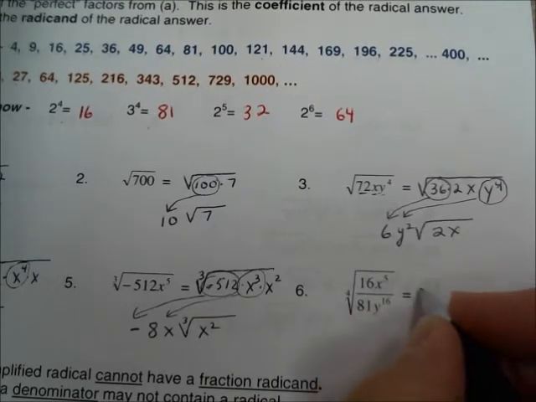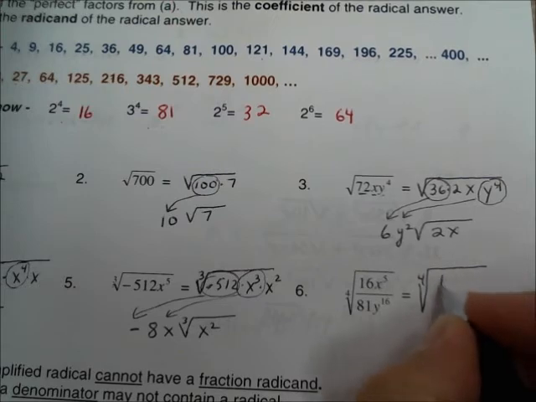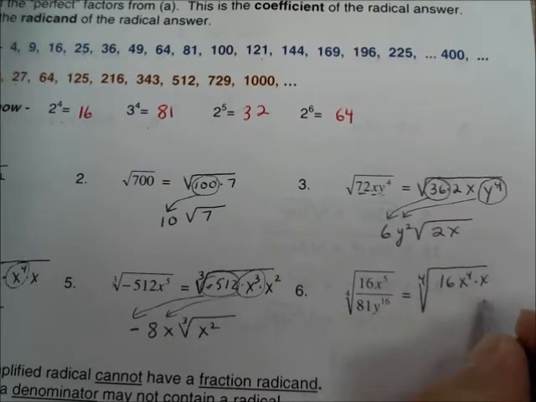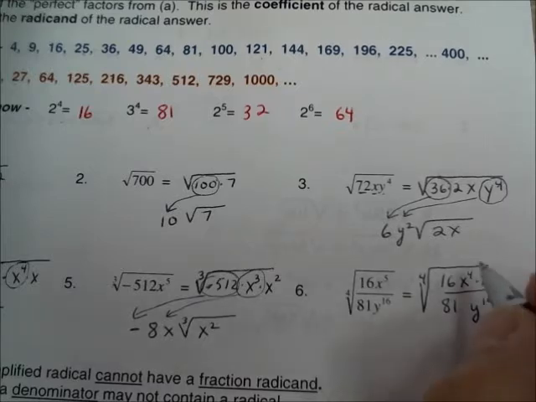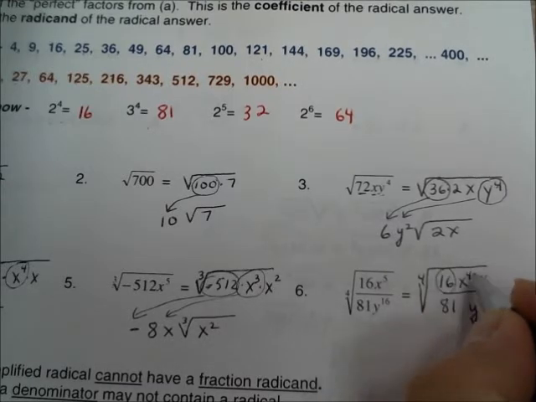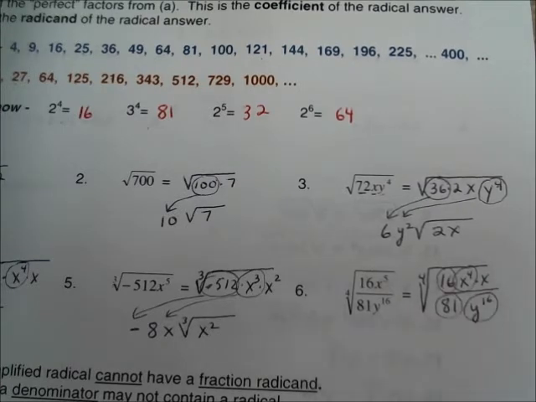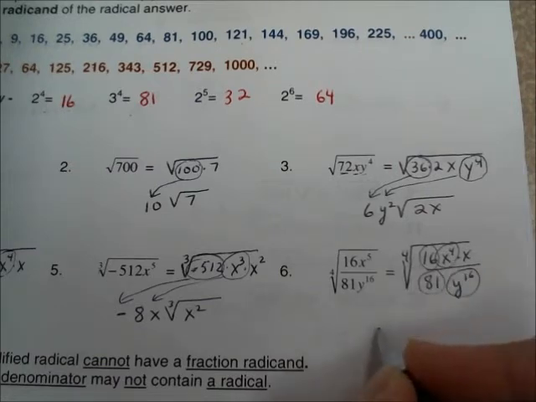So what we can do is rewrite this as the 4th root of 16 times x to the 4th times x, and on the bottom 81 stays and y to the 16th stays. So the perfect fourths are 16, x to the 4th, 81, y to the 16th. Everything gets circled because we're going to take the 4th root, and then everything comes out front.